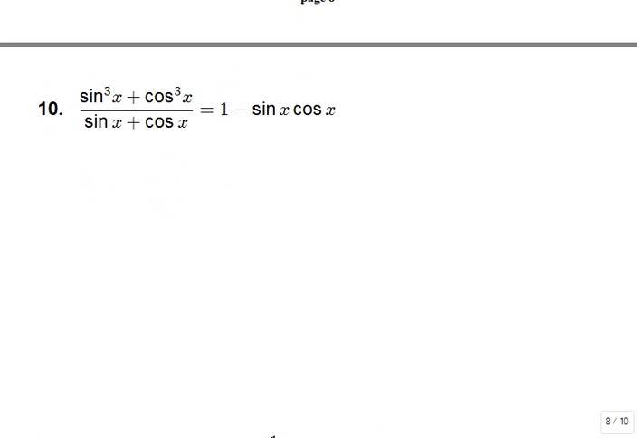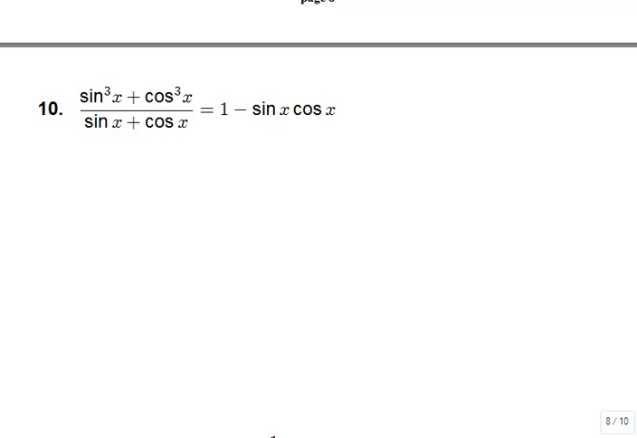Okay, next example, number 10 here. Sine cubed x plus cosine cubed x over sine x plus cosine x equals 1 minus sine x cosine x. So which side should we work with? Well, on the right side, there doesn't seem to be a whole lot that we can do. We don't have any squares, so we can't use any Pythagorean identities. It's already in terms of sines and cosines. There's no fractions that we can manipulate, so we're pretty much stuck on that right side.